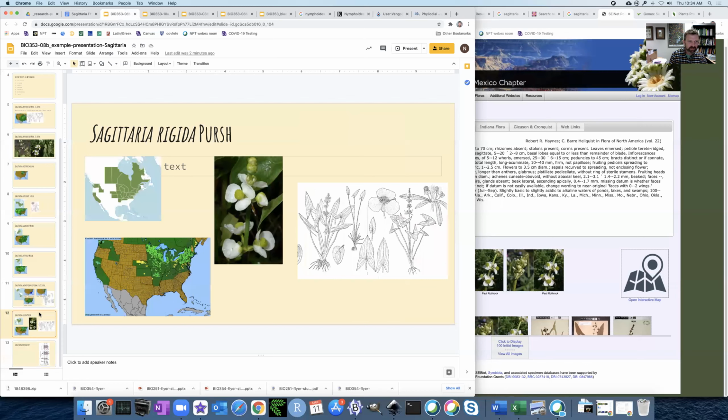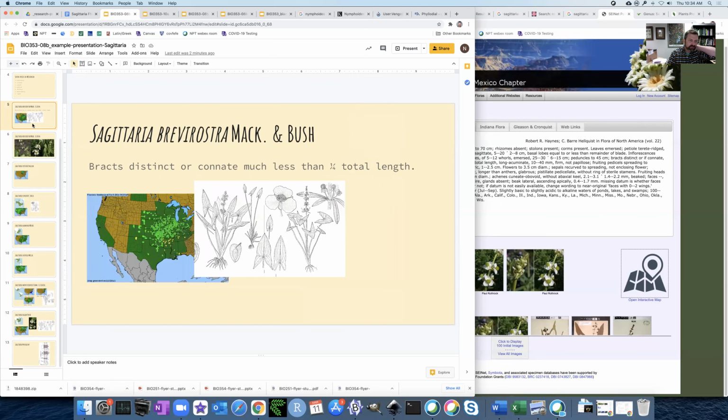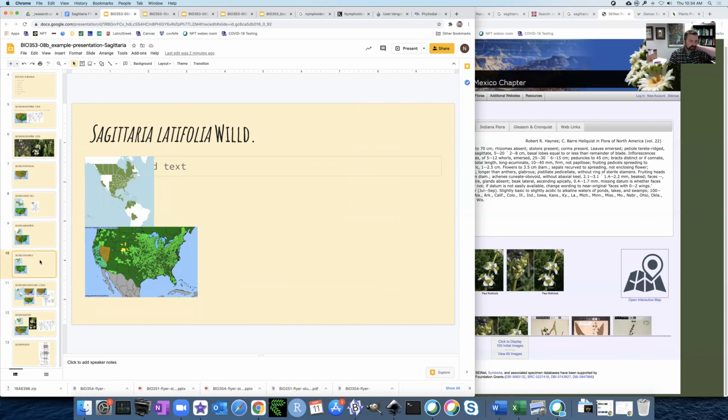Sagittaria rigida, pretty far removed, most distantly related to the rest of the species. It has a range that is still northern North America. And then this group, not strictly monophyletic, but there might be some phylogenetic uncertainty here, could potentially mean that they might share a common ancestor. So Sagittaria cuneata, brevirostra. We saw brevirostra here, kind of a middle of the continent. Sagittaria cuneata, western, that's interesting. And what's the other one? Latifolia, pretty widespread.